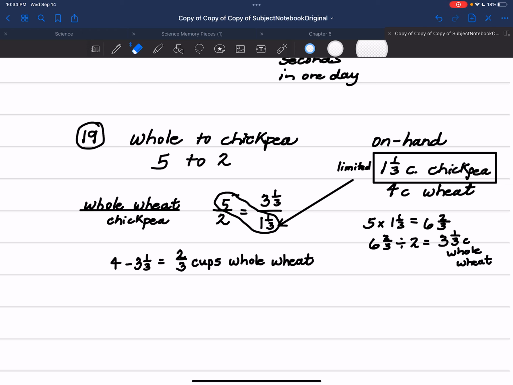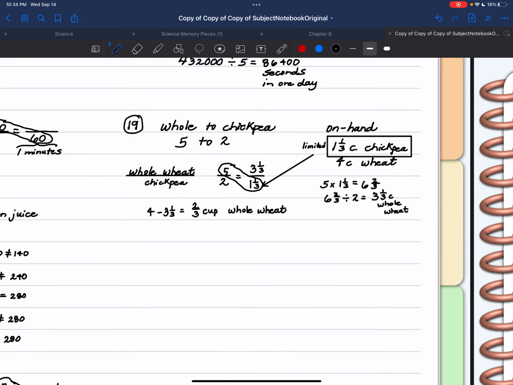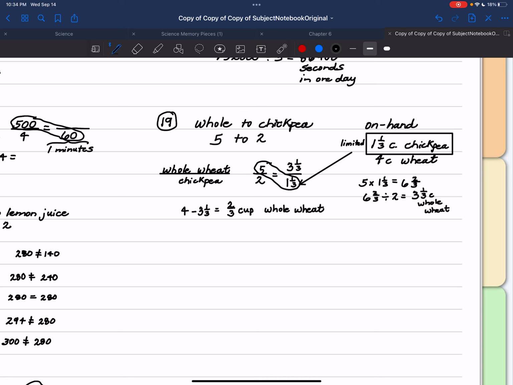I actually did something very similar to this the other day. I bought an Amish cookbook and the recipes are wonderful. But I made a loaf of bread very similar to this 5 to 2 thing. It didn't have chickpea flour in it, but that thing kept getting bigger and bigger and bigger. So when I made it the second time, I reduced the recipe because we just can't eat something that big. But I use this all the time in the kitchen. This kind of problem is very, very handy to know.